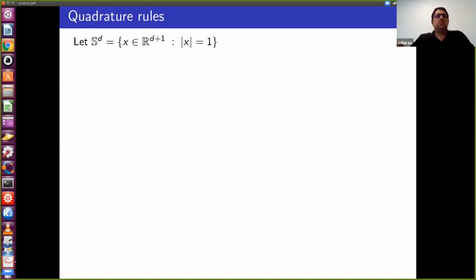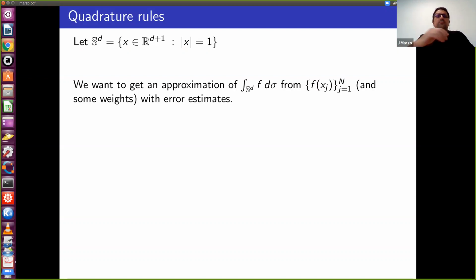On this sphere, the first problem is these quadrature rules, trying to find quadrature rules. By this, I mean the following. We want to find an approximation of the integral for functions in some class, just using the evaluation of these functions in some fixed points, maybe with some weights depending only on these points. And we would like to have some error estimates.